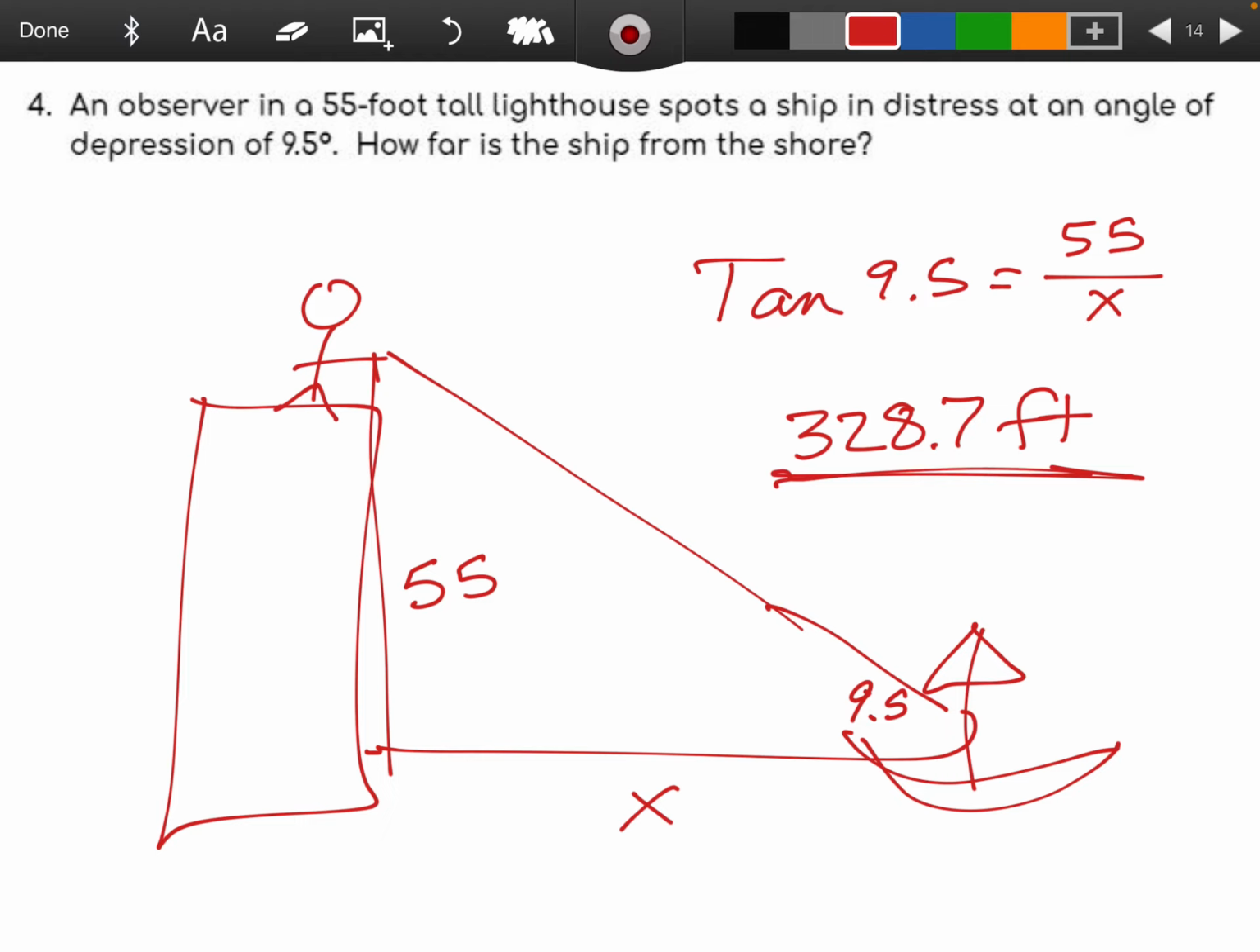Again, this should be a pretty big number. This is only 9.5 degrees, and that gets us 55 feet.